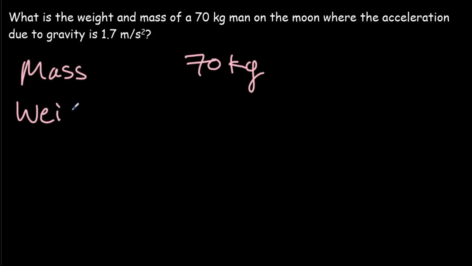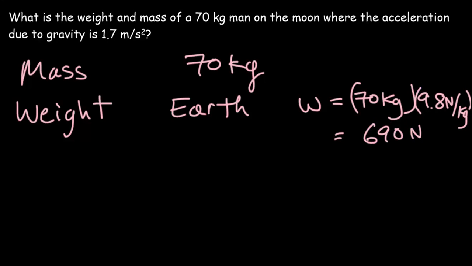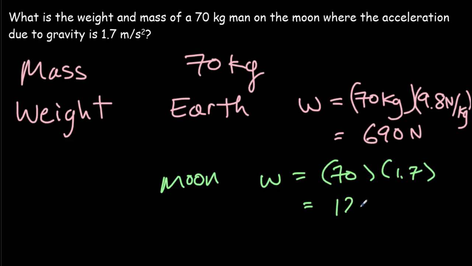When we're talking weight, though, it's different. On the Earth, we'd say that the weight was equal to the mass, 70 kilograms, times the acceleration due to gravity on the Earth, which should be that 9.8 newtons per kilogram, which is 690 newtons. However, if the man is on the moon, the gravitational force acting, his weight, is going to be less. It will be equal to 70 times 1.7, giving you a weight on the moon of about 120 newtons to two significant figures.